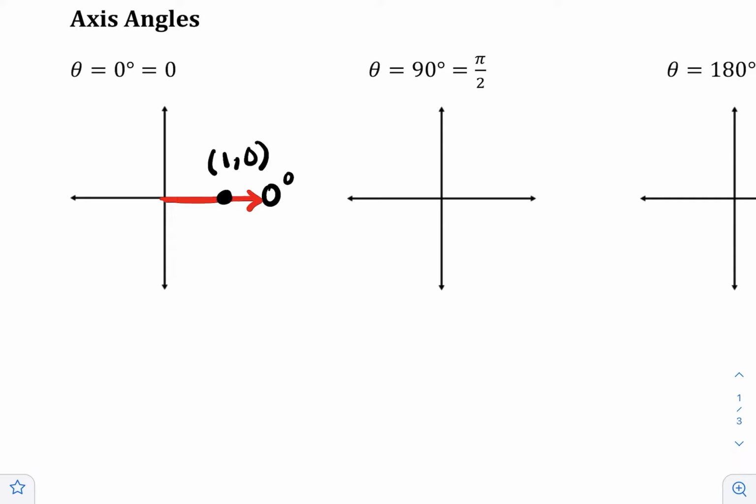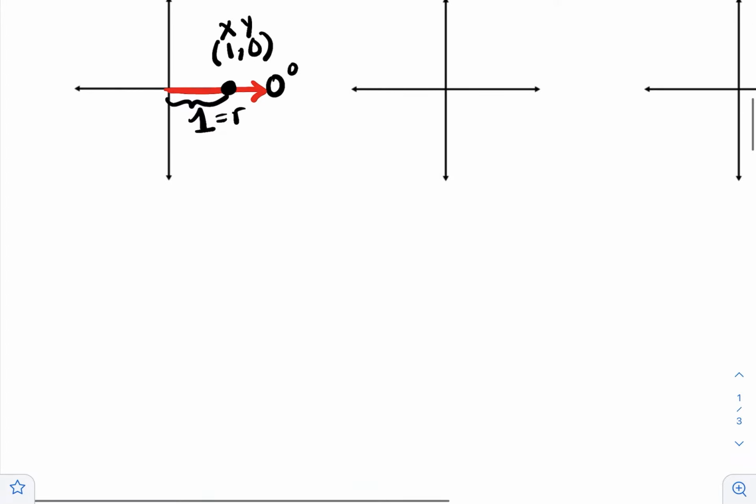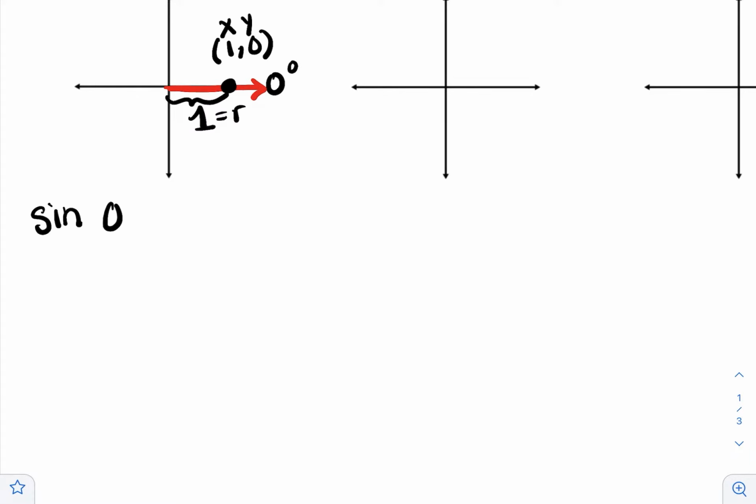Remember that when you go to the right, the x changes. So if this is 1, 0, the distance from the origin is 1 because y hasn't moved at all. So this is r. And this is x, and this is y. So then you can create your 6 trig functions. So the sine of 0 degrees is the y over the r. So 0 over 1 is 0. The cosine of 0 degrees is x over r. So 1 over 1 is 1.